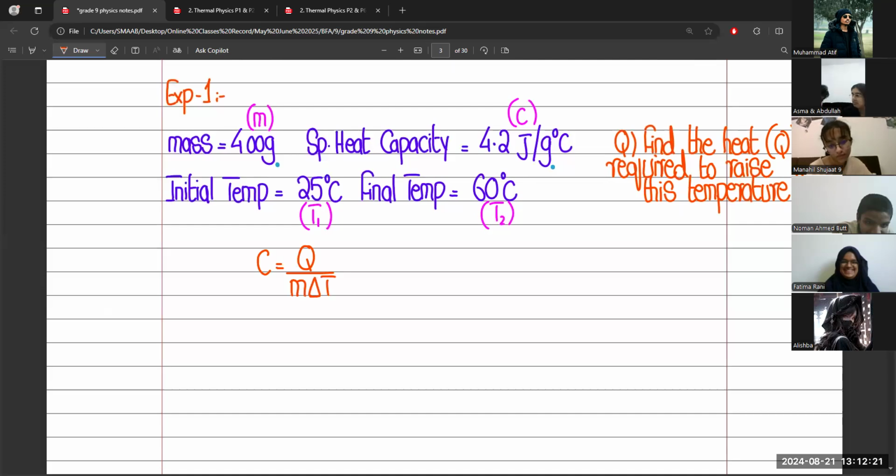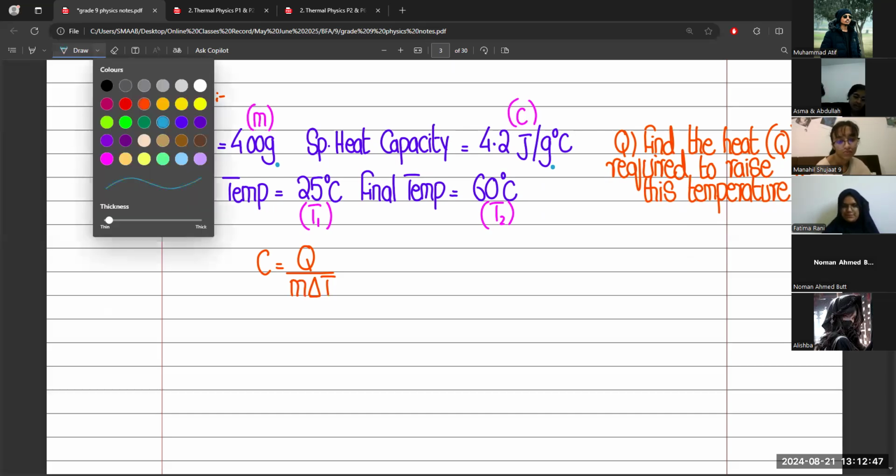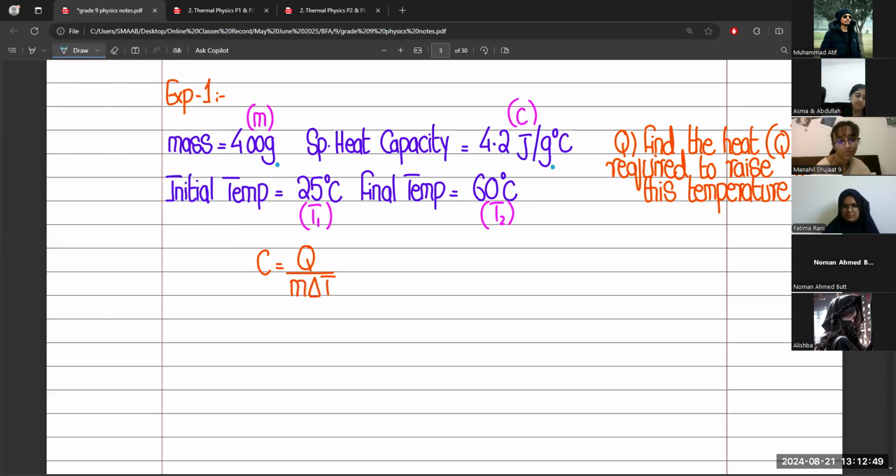Whenever we have to find out any unknown quantity, shift that quantity to one side, make that quantity the subject, and shift all other values to the other side. Like you can see, we have mass and time with Q, but we only require Q on one side, and we have to shift all other quantities to the other side. So this quantity of mass is in the denominator, it is dividing Q.